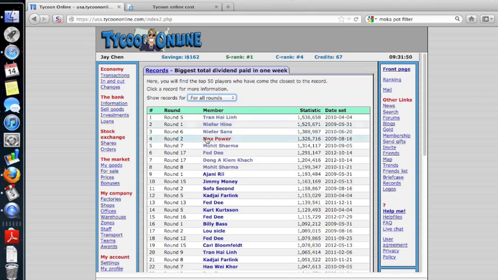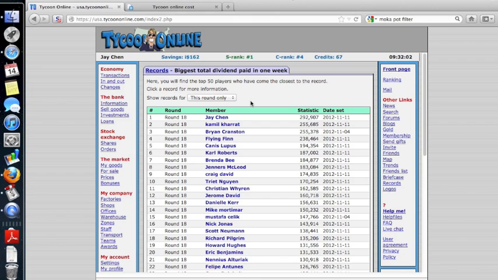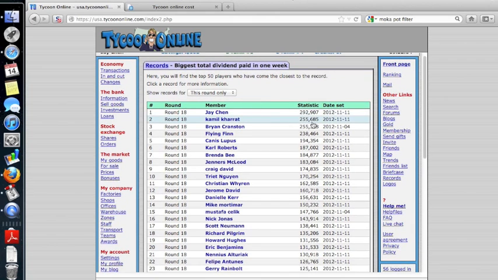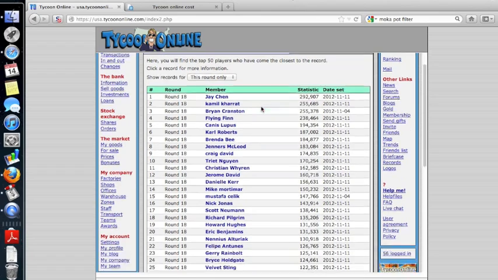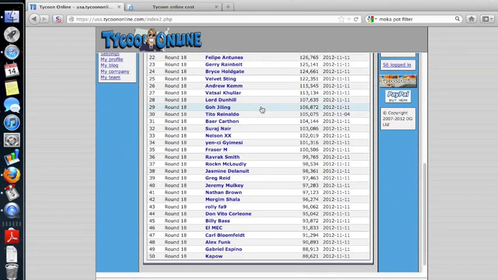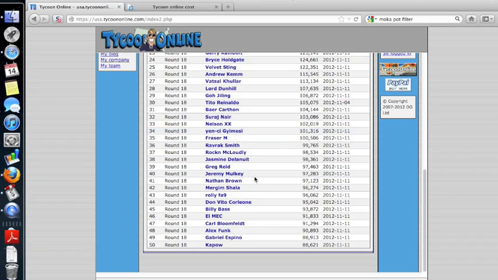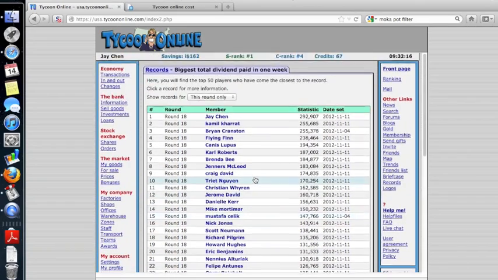Because obviously it isn't going to be very helpful for you during the round to know that some of these people paid lots and lots of money in dividends. What would be helpful, for example, if you click on this round only, and this tells you, and also has a date, the total dividend paid in 1 week. So these are your top dividend payers. These people are paying a lot in dividends.